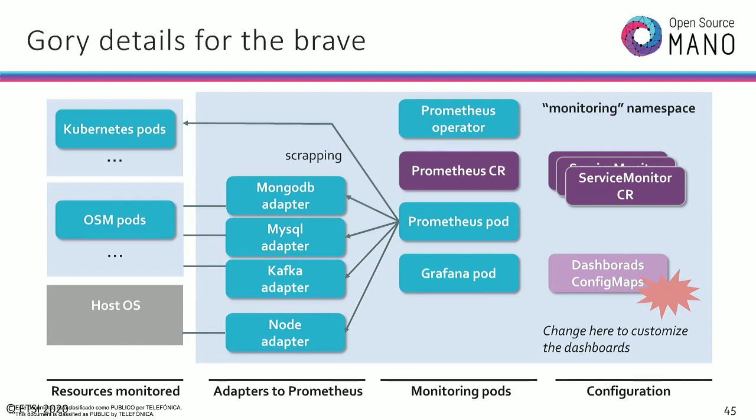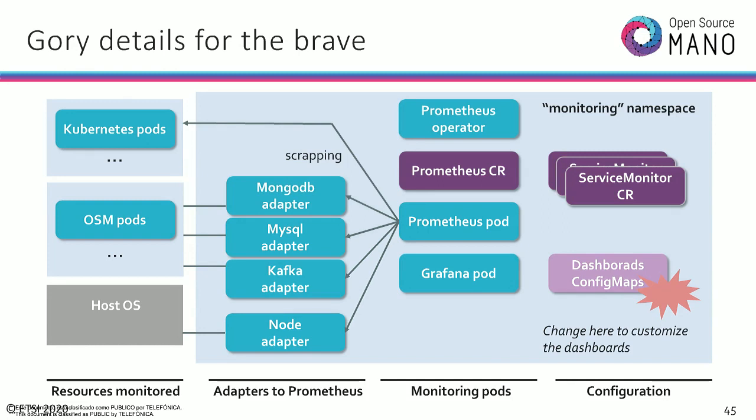Operators in Kubernetes are controllers that implement features similar to what a human operator would do. In this case, configuring Prometheus to adapt it to our needs, according to the specification in the service monitor custom resource that is also in the monitoring namespace, as you can see there. Those service monitors specify which targets Prometheus should get the metrics from.